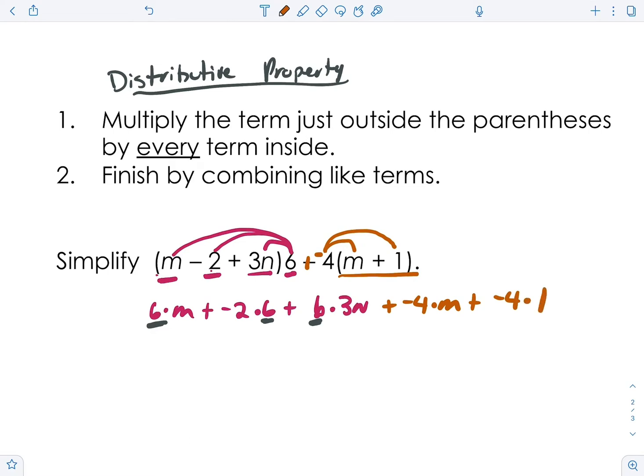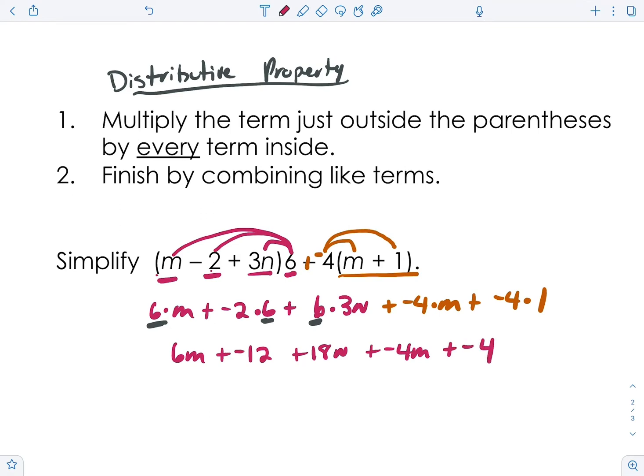And this is looking real complicated, but don't worry, hold on, we're going to get there. All right, 6 times m, 6m. -2 times 6 is plus -12. 6 times 3n is plus 18n. And then -4 times m is plus -4m. And finally, -4 times 1 is plus -4.